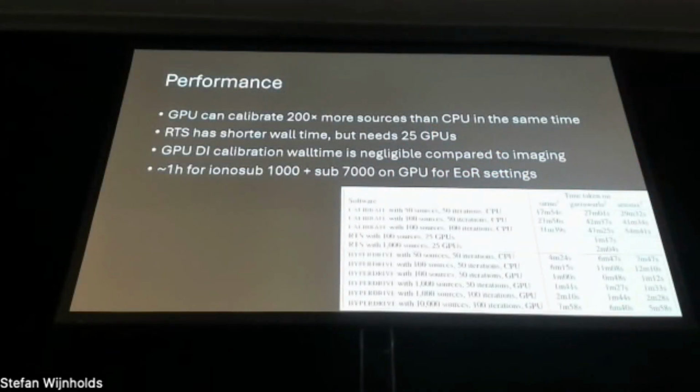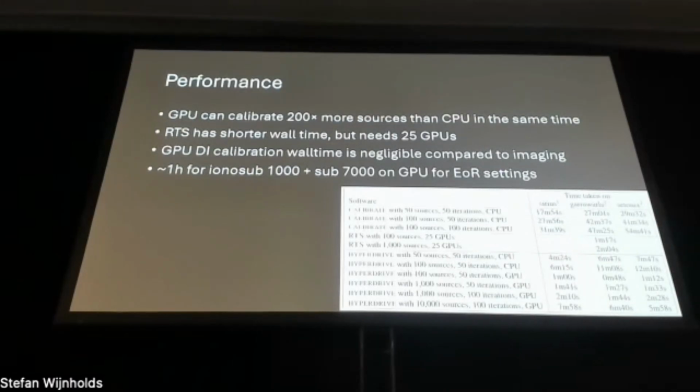So finally, the performance. Previously we'd use a CPU to calibrate, but if you use a GPU, you can basically calibrate 200 times more sources in the same time that you can do on a CPU. The other takeaway from this is that RTS does have a shorter wall time, but it requires 25 GPUs to run. And when you're waiting on a supercomputer for 25 GPUs to become available, you can be waiting for quite a while. But when you're using GPUs for your DI calibration, your wall time for DI is basically negligible compared to most imaging that you would be doing.